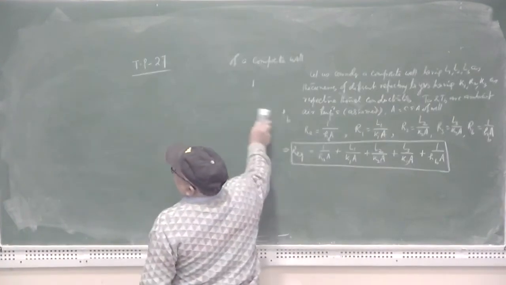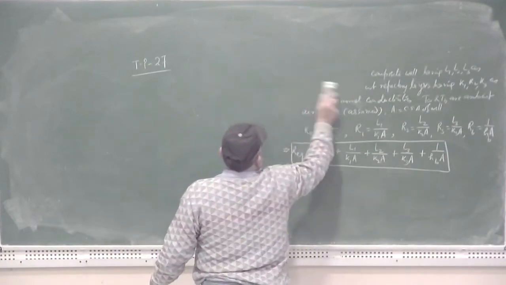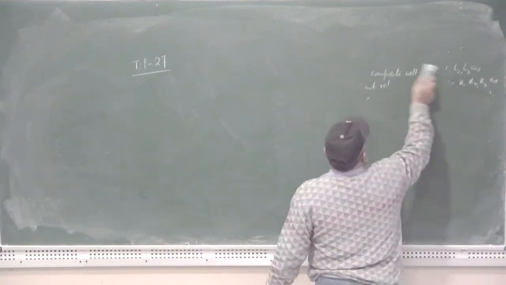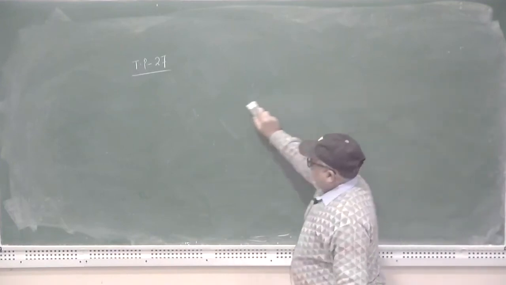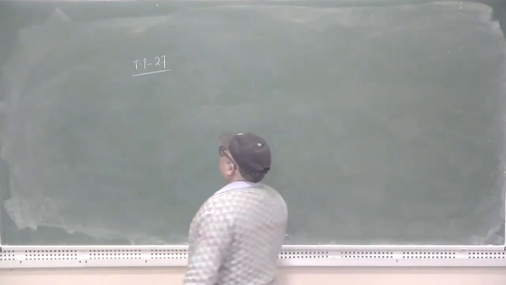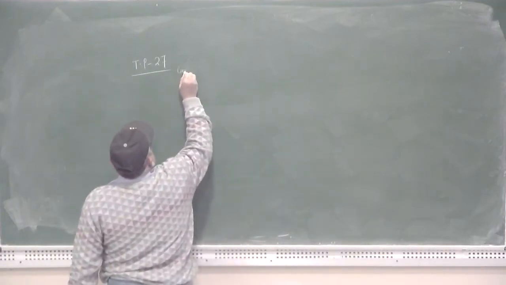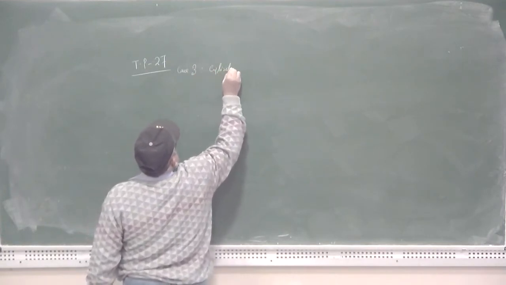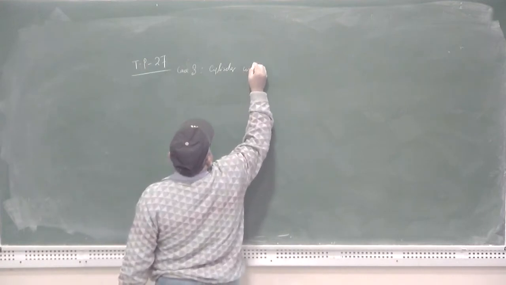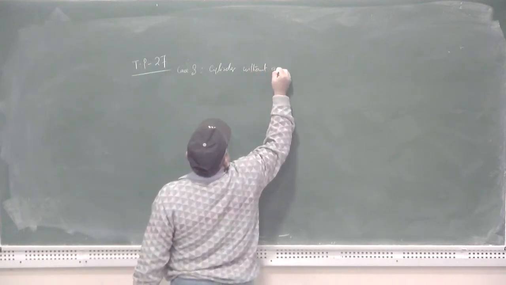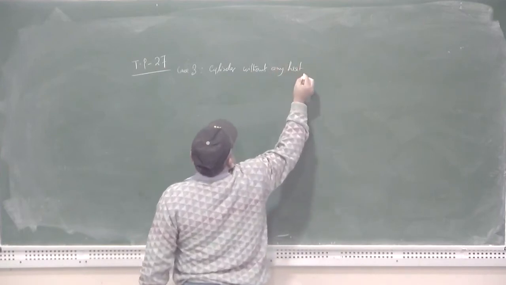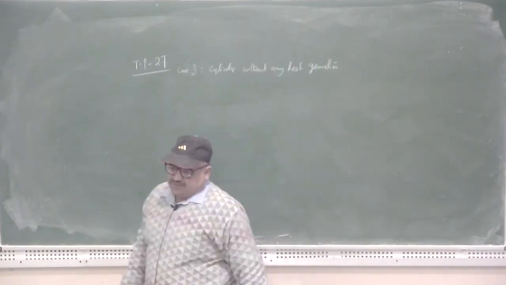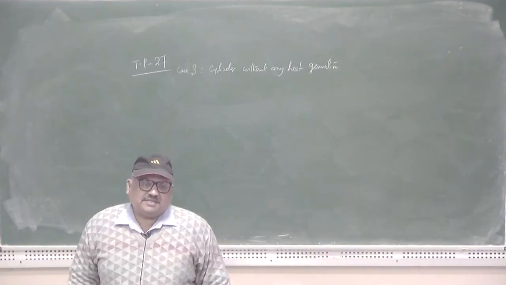So, the last case of today's class is a cylindrical system without a heat generator. I am going to discuss in today's class a cylinder without any heat generation. That means we will apply the general heat conduction Fourier equation to the cylindrical system in which there is no heat generation that is taking place.